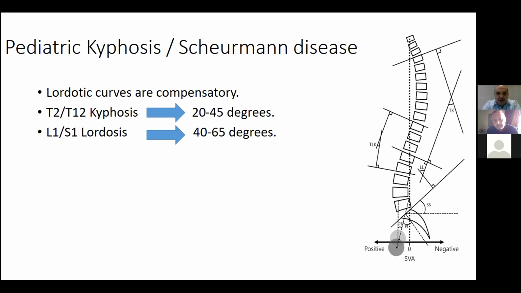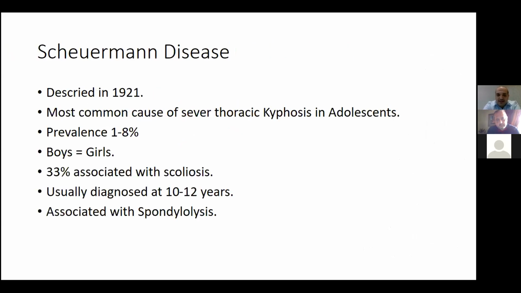So normally from T2 to T12, the kyphotic angle should be between 20 and 45 degrees. And the lordosis from L1 to S1, depending on the pelvic incidence, should usually be between 40 and 75. But anything above 45 degrees in the thoracic spine is abnormal. I didn't mean that after 45 we have to operate, because we still wait until higher angles.